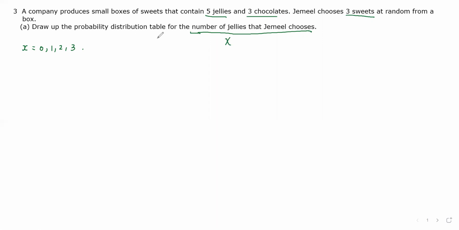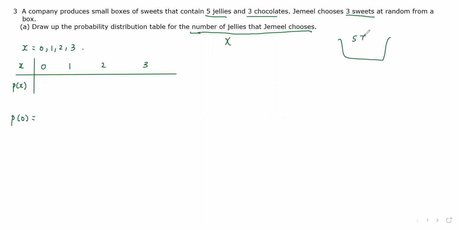And to draw up a probability distribution table, we just need the values of X and the probability associated with each X value. So X is either 0, 1, 2, or 3. And then we have P of X here, which we need to find. So let's say when X is 0, we have P of 0. Before that, in that box, there are 5 jellies and 3 chocolates. In total, there are 8 sweets in a box.